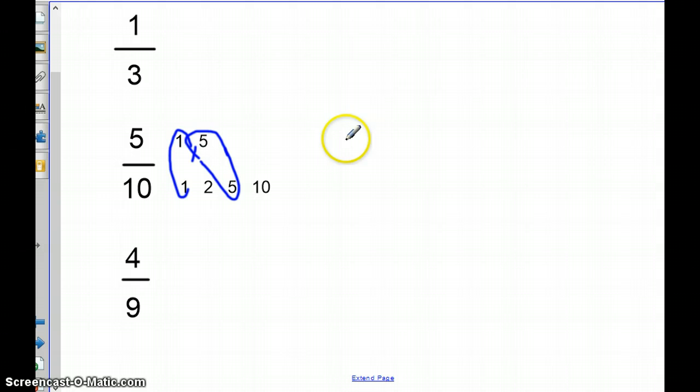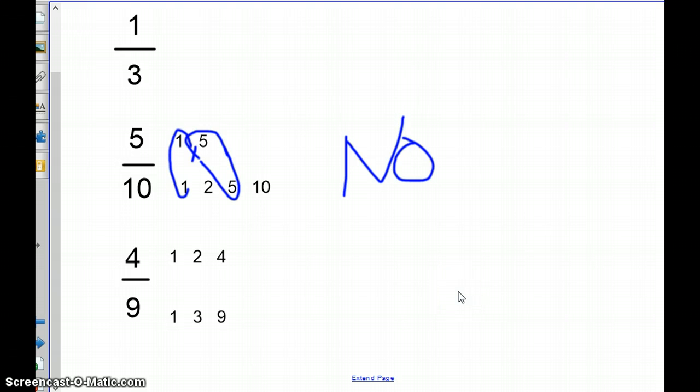So this number is not in simplest form. We can make this a smaller, more simple fraction. Then again, let's look at our last example, 4/9. When we look at 4/9, and I've listed the factors of my numerator and the factors of my denominator, we see that the only factor they have in common is 1. So is this fraction in simplest form?